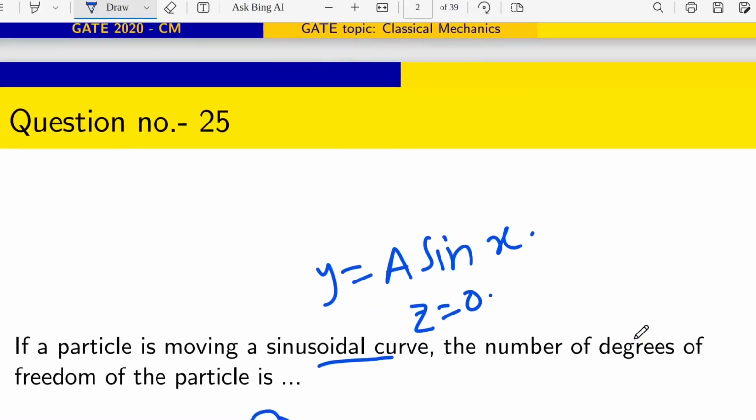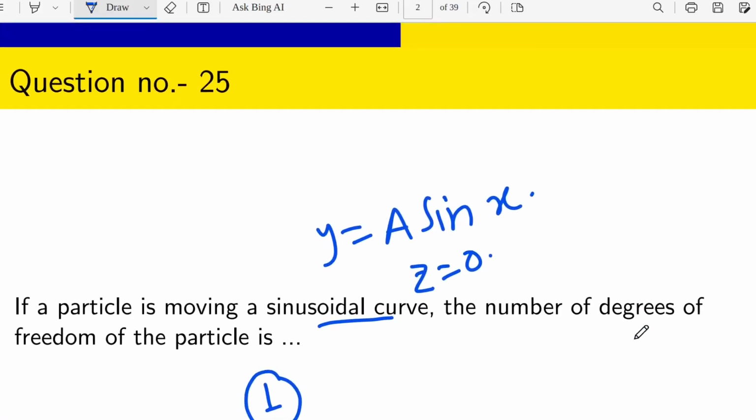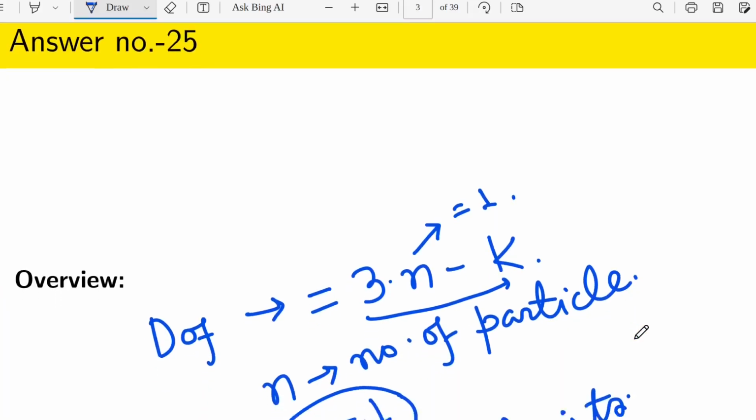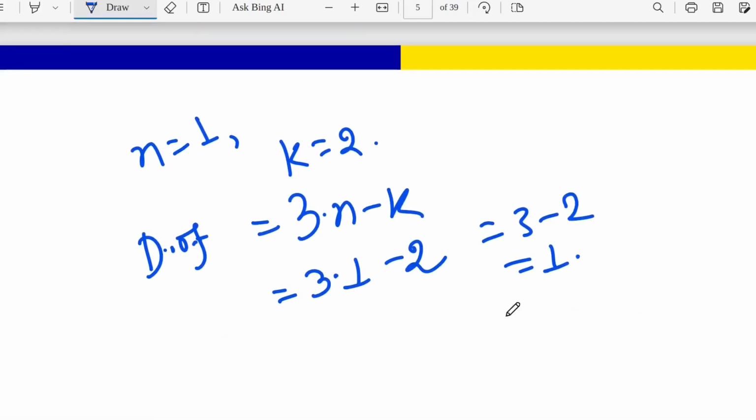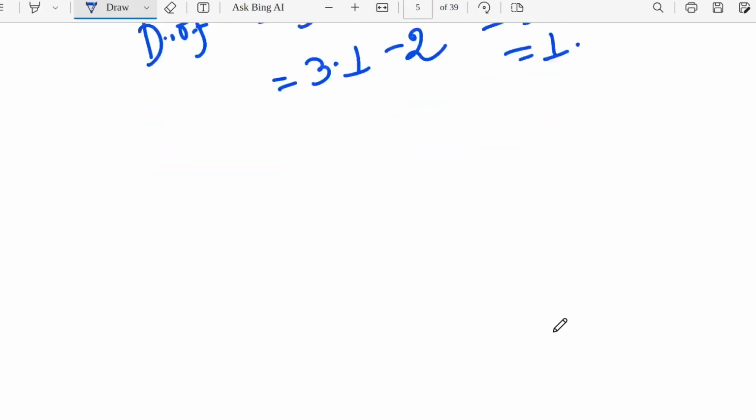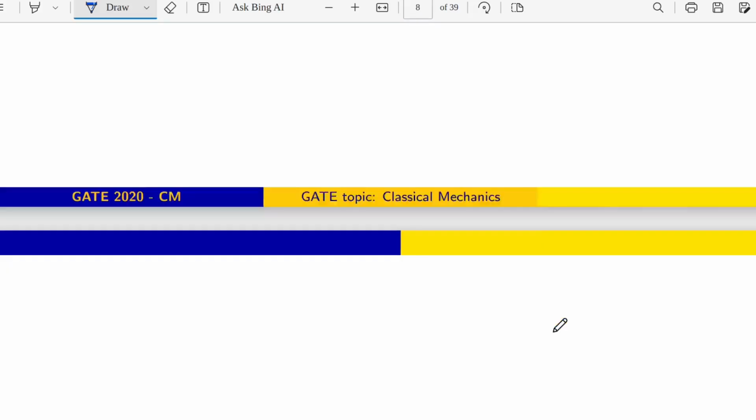So this is the first question: if a particle is moving on a sinusoidal curve, the number of degrees of freedom of the particle is how much? And you can see that the result is coming as 1, 3 minus 2, which is nothing but 1. Now this is the second question.